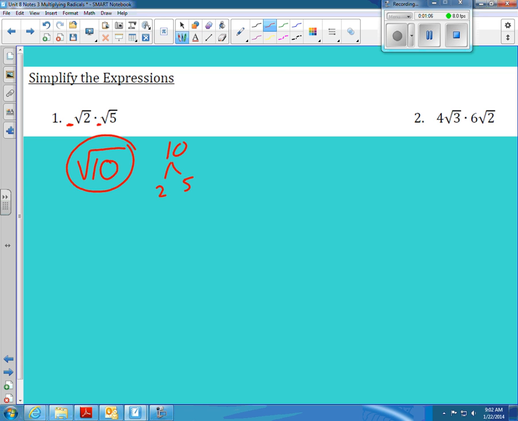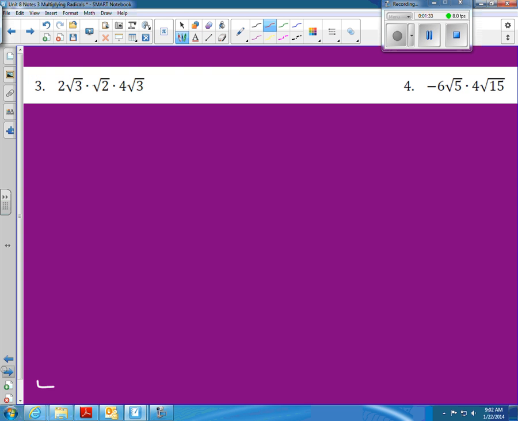Let's go ahead and look at number 2 here. We do have things on the outside, so we're going to take the 4 times 6. 4 times 6 gives us 24. Now we're going to multiply our underneath portions. 3 times 2 is 6. Think about prime factorization. 6 only breaks into 2 and 3, so we can't simplify any further. So those 2 are some very basic examples for us to start with.